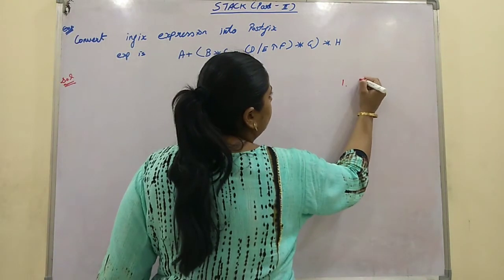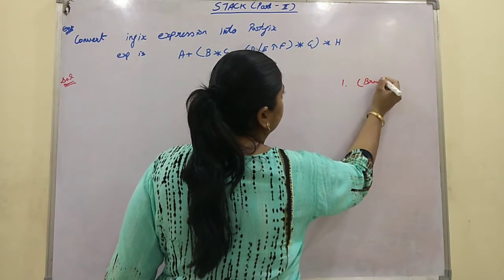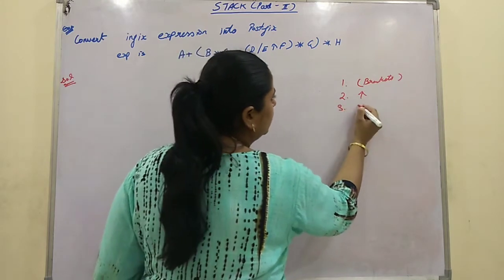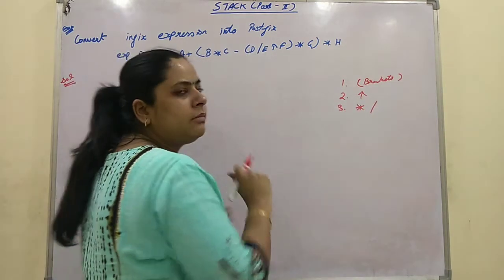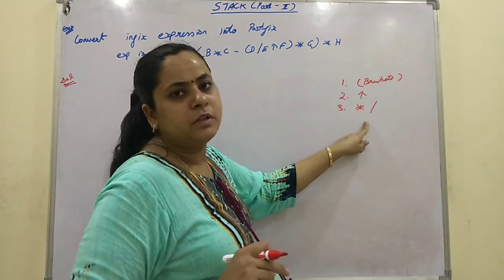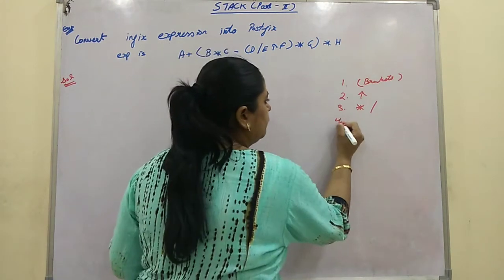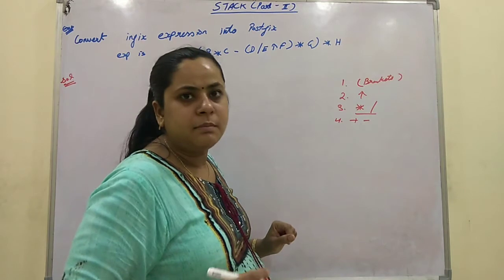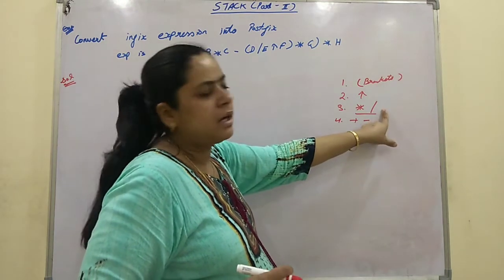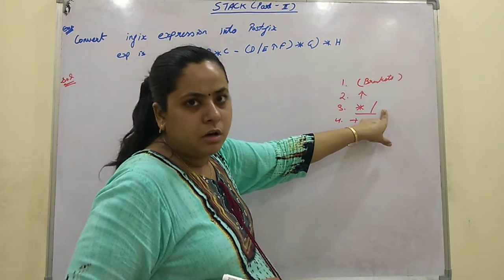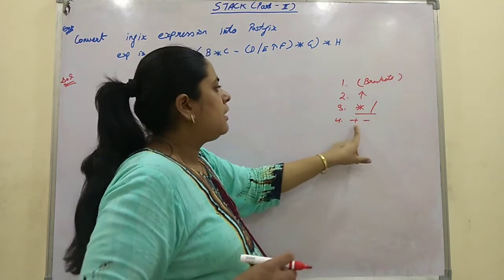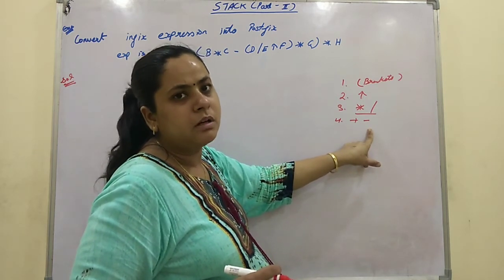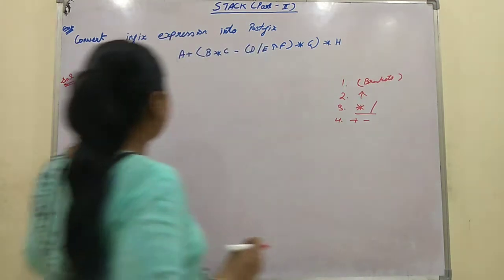Precedence order is, at first, brackets; second, exponent; third, asterisk or division, reading from left to right, whichever comes first we will evaluate; and fourth, plus or minus. These both operators are at the same precedence order. That means either we encounter slash first or asterisk first, we will evaluate that. If we encounter plus or minus, reading from left to right, whichever we encounter first, we will evaluate that. Now I'll show it in this example.